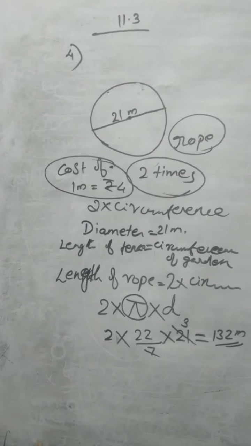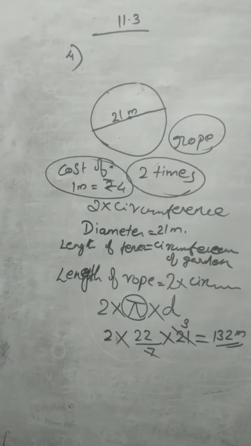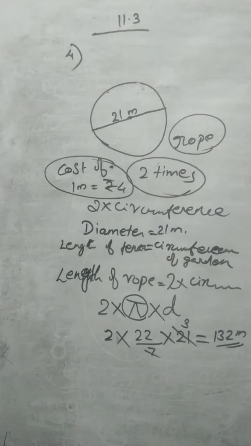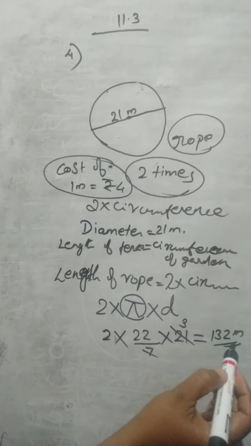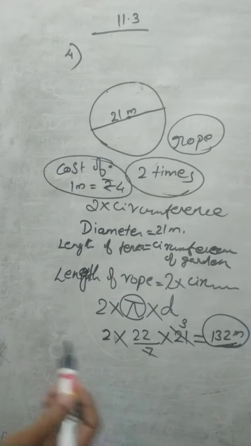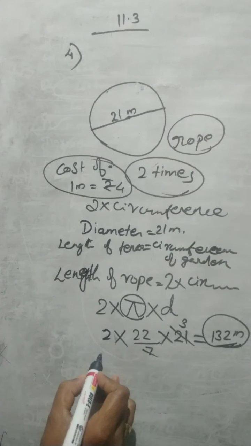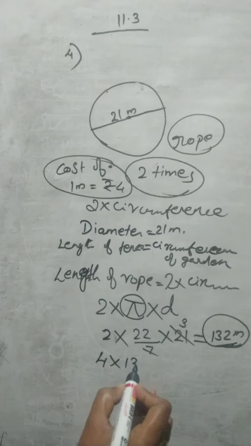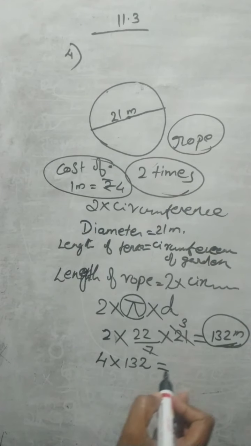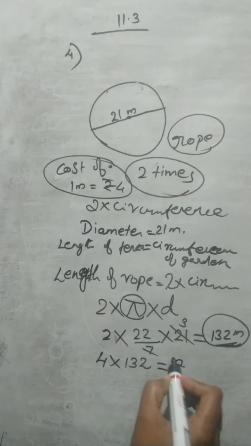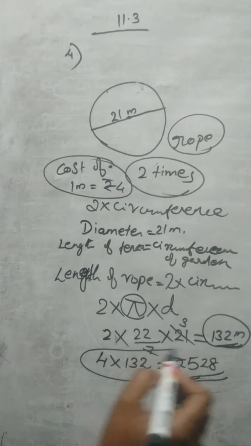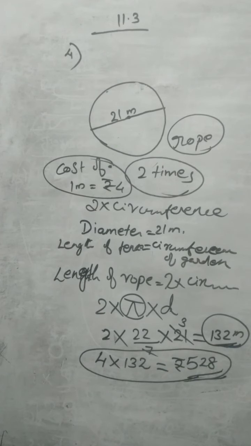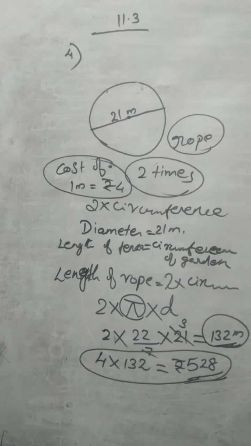But the question didn't complete. Actually the question was, we have to find the cost of the rope. Total cost of rope. For 1 meter, that is 4 rupees. But the total length of rope is equal to 132. So we have to multiply 4 times 132. So that is equal to rupees 528. So the total cost of rope is equal to 528. Clear, children?